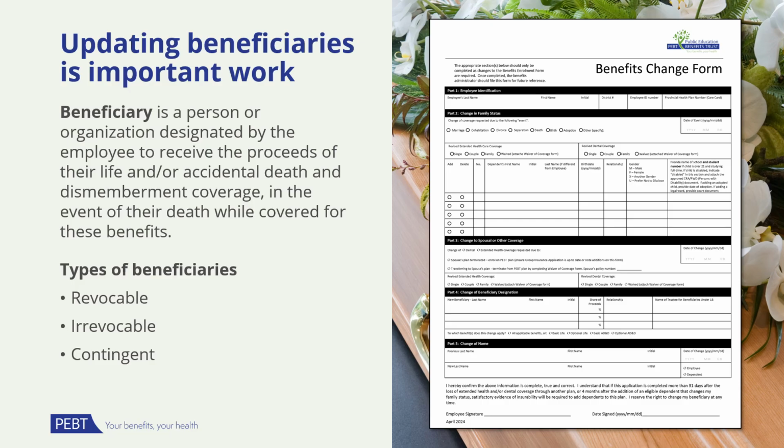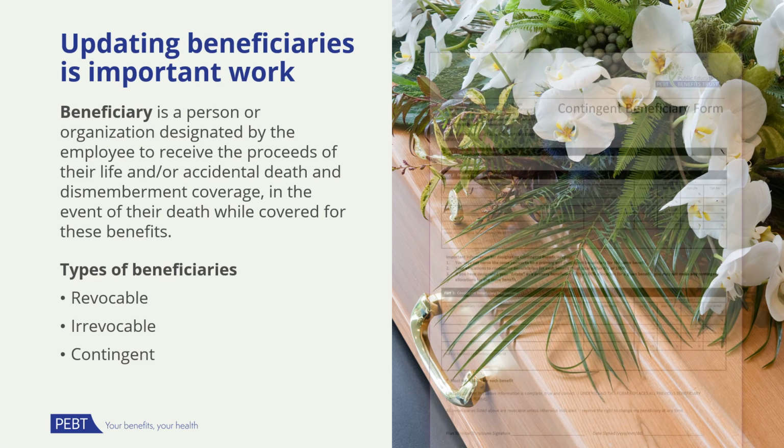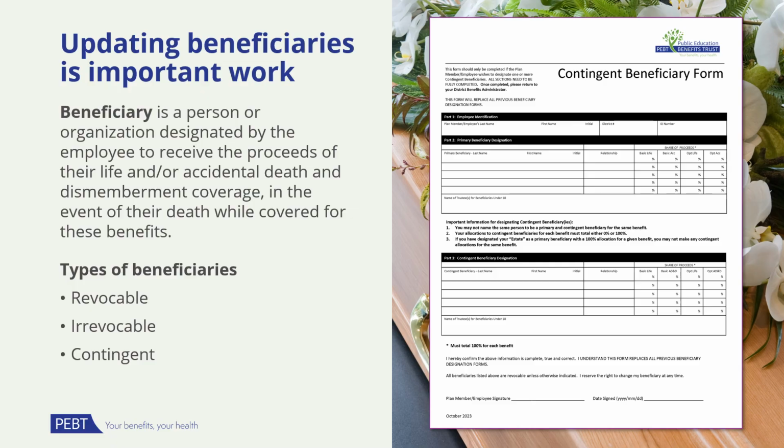A few tips. If an employee designates a minor as a beneficiary, it is important the employee appoints a trustee on the form. Not having a trustee appointed can delay a life claim being paid. If the employee wishes to name a contingent beneficiary, a beneficiary who replaces a primary beneficiary if the primary beneficiary is deceased, missing, or declines the proceeds, they can complete a contingent beneficiary form. This form needs to be kept with the original enrollment form and any change forms on file.